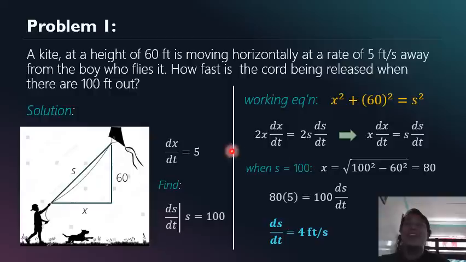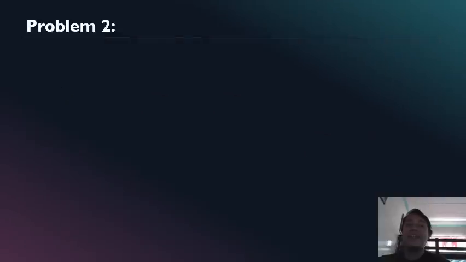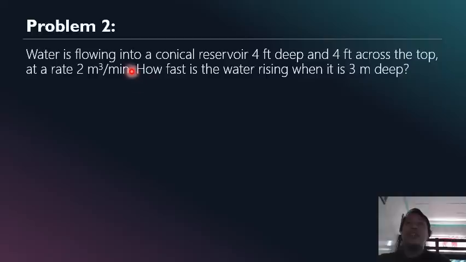Anyway, tapos na tayo dito. Let us now proceed to the next sample problem. So let me read the problem. Water is flowing into a conical reservoir 4 feet deep and 4 feet across the top at a rate of 2 cubic meters per minute. Now, how fast is the water rising when it is 3 meters deep?